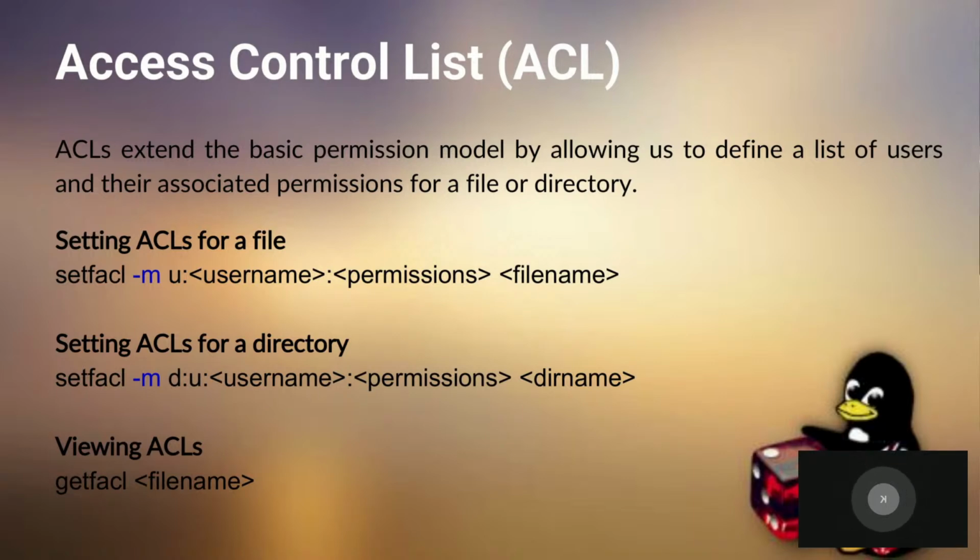You can also set ACL for a directory. It's just the same command, but you just have to add -d in front of the user to show that you are doing that for a directory. If you want to view all the ACLs, use getfacl, then the name of the file.